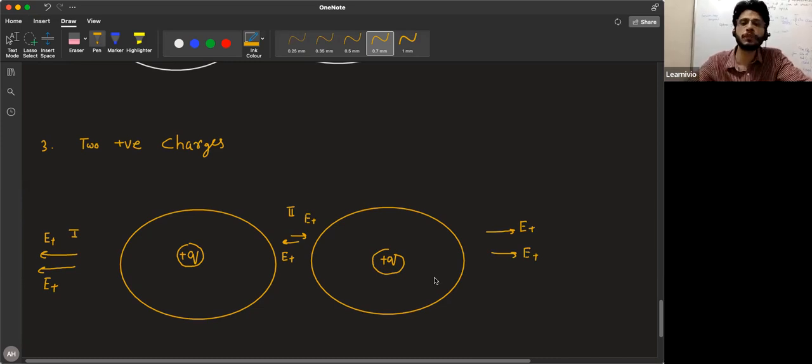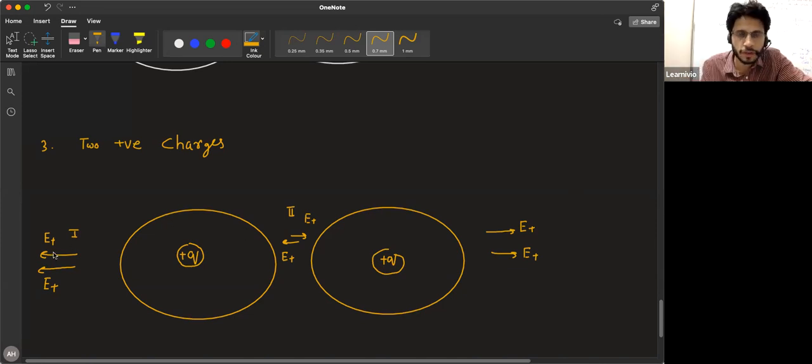So in which region is the field maximum? Mazia, use the chat room. Tell me in which region the field is maximum? Region 1, region 2, region 3. Field maximum, electric field strength.